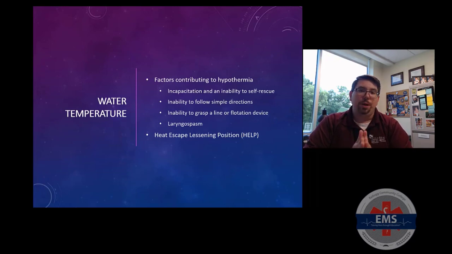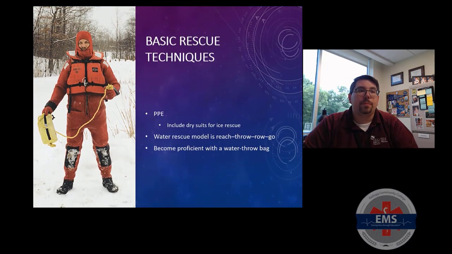No airway, no patient. We may actually have to break that laryngospasm by applying the bag valve mask and slowly ventilating the patient in order to try to break open that laryngospasm. We also know that when people are in an emergency and need to try to preserve heat, that we can encourage them to do the HELP position, which is the heat escape lessening position. We'll talk more about that here in a second.